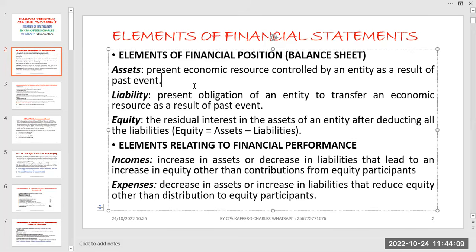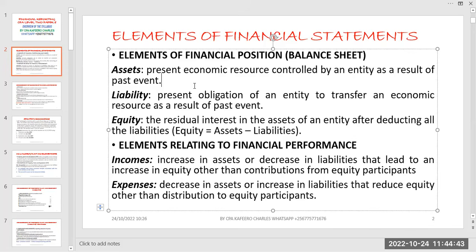So we are saying assets are present economic resources controlled by an entity as a result of past event. You can't say I have an asset when you have not yet even acquired it. So you must have acquired it. That's what we are talking about. It must be as a result of past event. It is a present economic resource controlled by an entity as a result of past event.